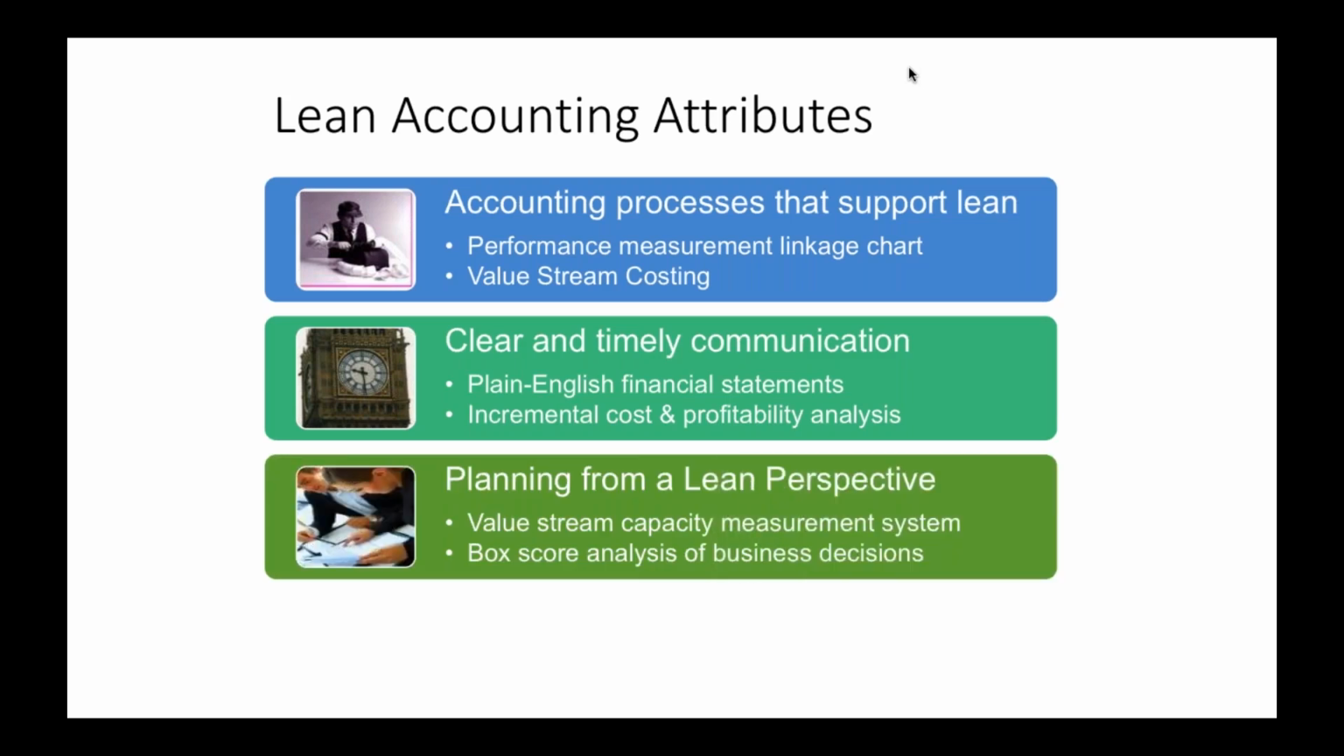Finally, planning from a lean viewpoint. Our value stream capacity gives us a lot of opportunity to look at what is the impact of improvement, what is the impact of additional demand on the system, and allows us to look forward and understand how possibly our costs change if our revenue grows and we need more capacity. And like I've talked about a few times already, we want to integrate box scores into all business decisions and planning.